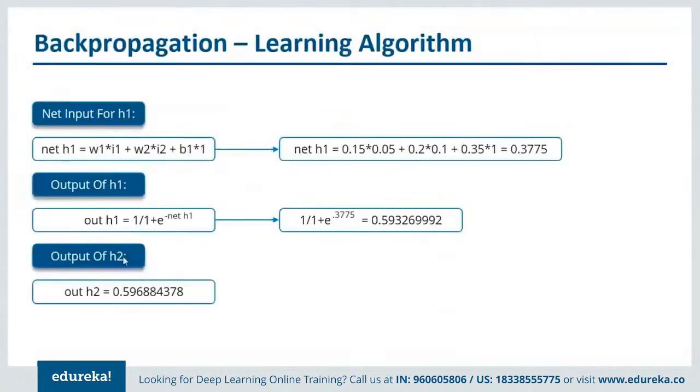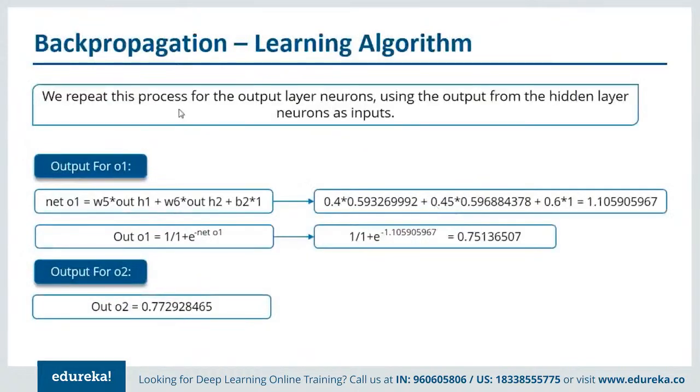Then we're going to calculate the output of H2 as well, similarly. And we get the output as 0.5968884378. Next up, we are going to repeat the process for the output layer neurons as well. So for the output layer, the net input will be W5 into out of H1, W6 into out of H2 plus B2, that is the bias. So we get the output somewhere like this. And then the net output for out O1 will be, after the activation function, 0.751. Similarly, the output for O2 will be 0.77.